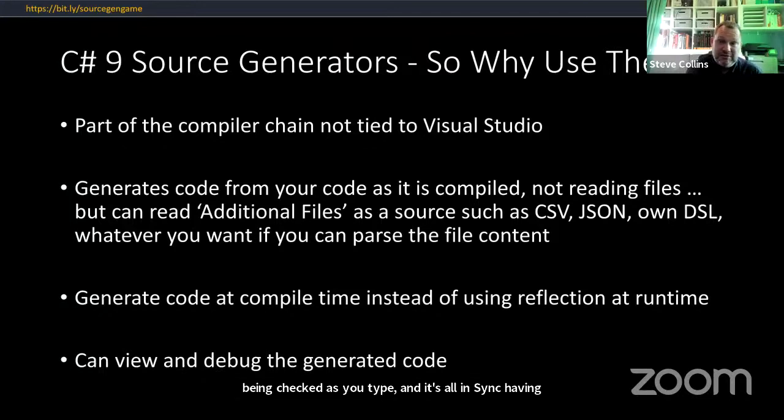Having additional files means that if you want, you can create your own domain language and compile that into C#. What I like most about it though is that all the stuff I used to do in Reflection, which was a runtime thing and could slow things down, you can now do at compile time and it's baked in, so you're going to get much better performance.